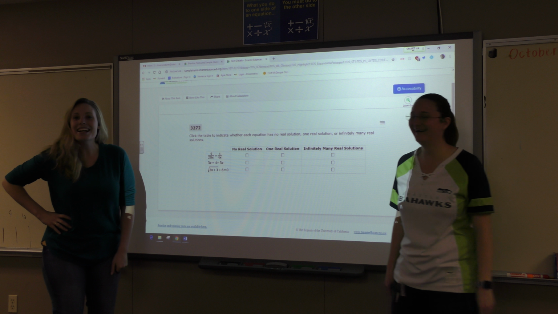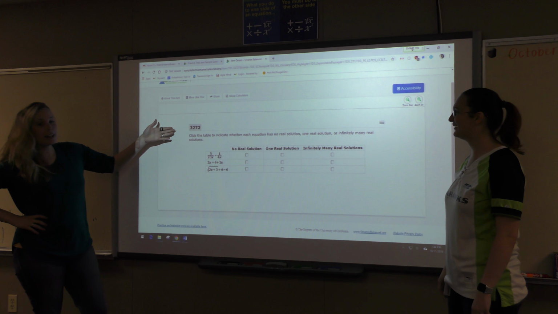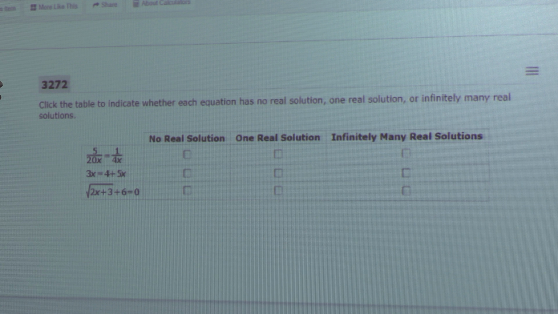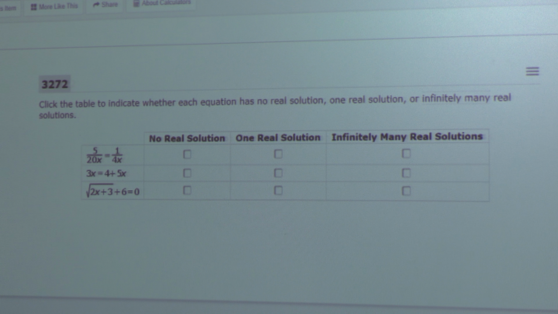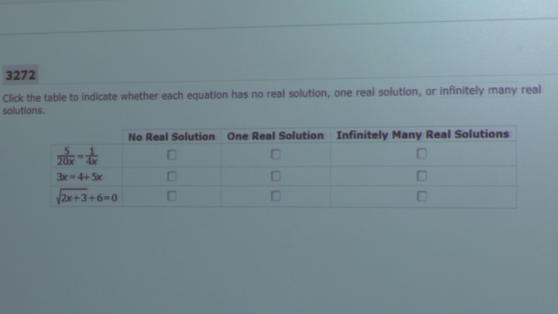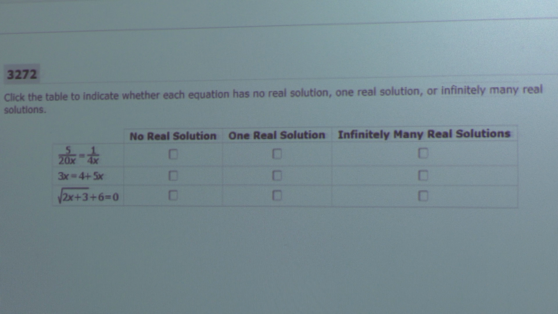Thank you. Today we are going to be focusing on item ID 3272. In this question it says click the table to indicate whether each equation has no real solution, one real solution, or infinitely many real solutions. I'm looking through this question and the first thing I think is, oh my goodness, what does one real solution, no real solution, and infinitely many real solutions mean? Can you help me? I don't know where to start.